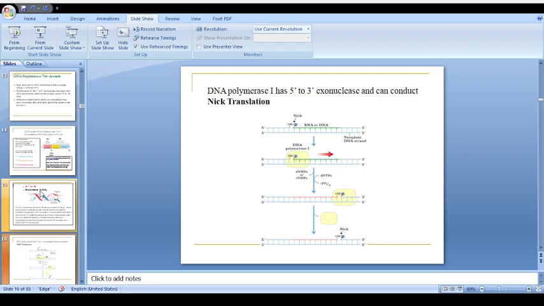it creates a cut in the DNA nearer to the primer. We call it a nick. Then later the RNA is removed. Then further the nucleotides are added by the DNA polymerase 1 by its polymerase function. The gap which is created, after coming closer, is sealed by DNA ligase.